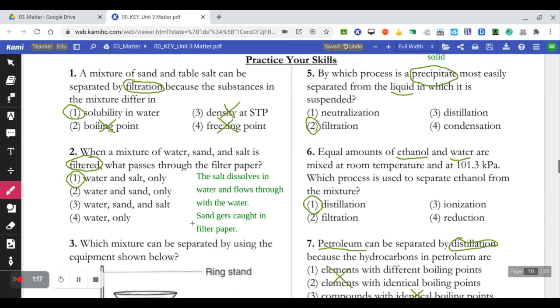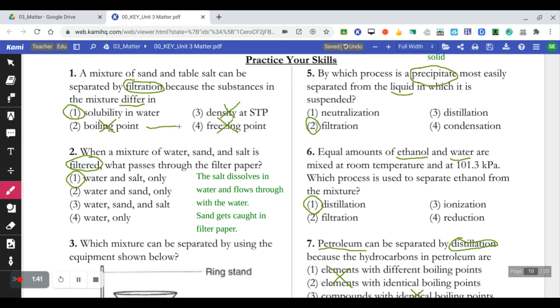So practice your skills. A mixture of sand and table salt can be separated by filtration because the substances in the mixture differ in their solubility in water. The sand does not dissolve in the water, therefore I can collect it in my filter paper. The boiling point has nothing to do with this because I'm not heating it up. The density has nothing to do with this because I have the filter paper. The freezing point has nothing to do with this because I'm not changing the temperature.